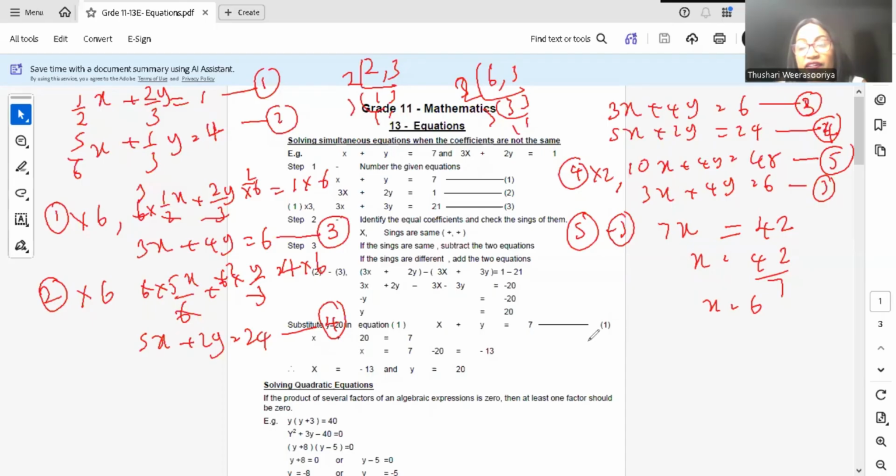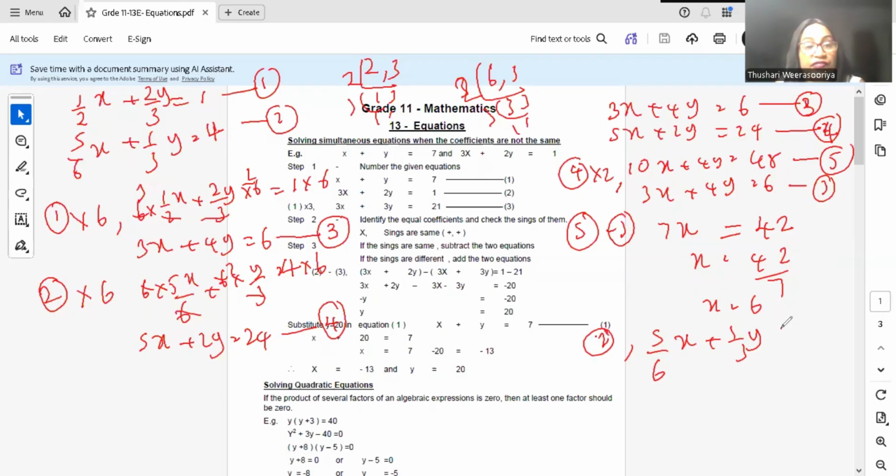I substitute x equals 6 in the second equation, because I took the second equation because I feel it's easy. If you want, you can take the first one, second one, third one, fourth one, or fifth one.